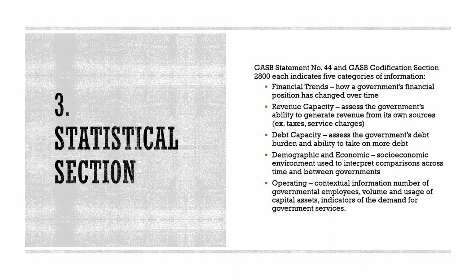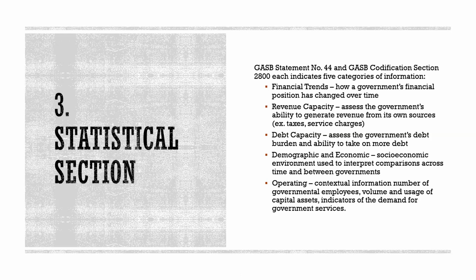So the first you're going to look at is financial trends. That's basically just going to show how the government's financial position has changed over time, right? So you think about it over the last 10 years, how has it changed? If there's been an economic downturn, you're going to see that trend. You're going to see a fluctuation between downturns and upturns and all kinds of interesting statistical information like that.